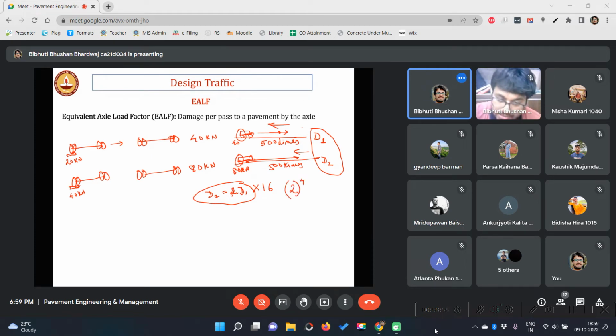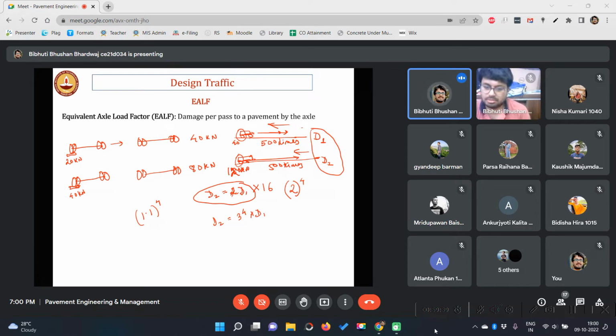If you carry 3 times load, that means if I make it 120, then D2 will be 3 to the power 4 of D1. See why overloading is so detrimental to pavement. You don't have to double. If you take simply 10% extra, then 1.1 to the power 4 will also be so much. Understood?